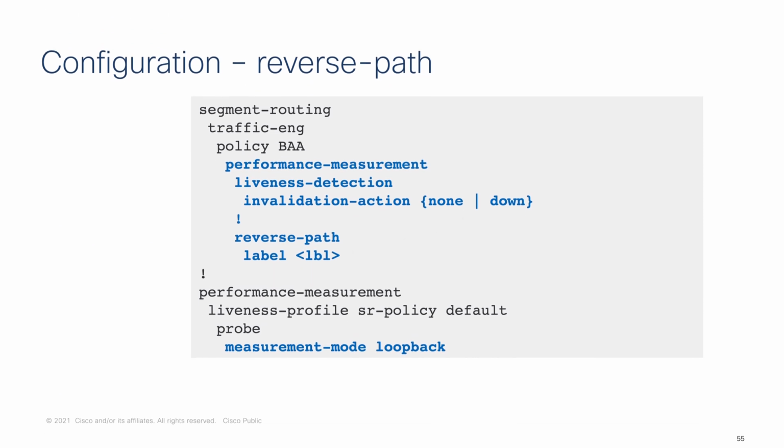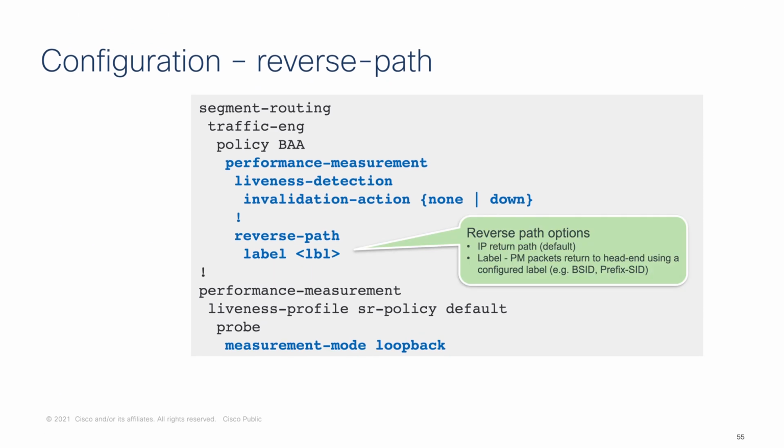Here's an example of another policy where I'm actually adding the configuration for the reverse path, so that the PM packets used for liveness will include the labels of the SR policy in addition to the labels specified in the reverse path. Okay, so here we are in a head-end router that has a SR policy, which is running a PM liveness detection probe over it.